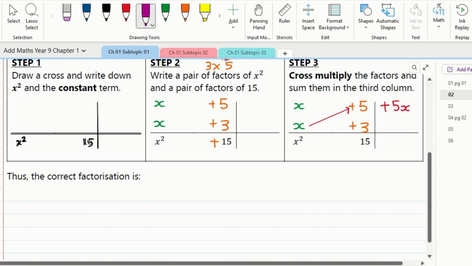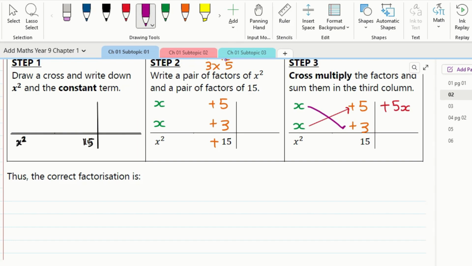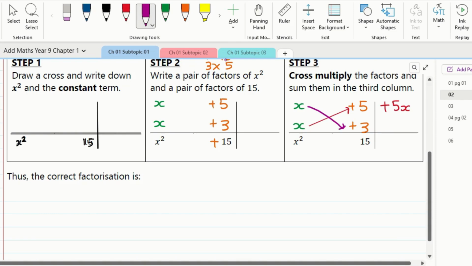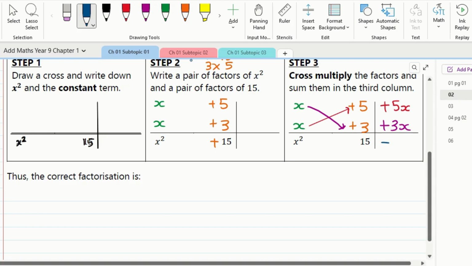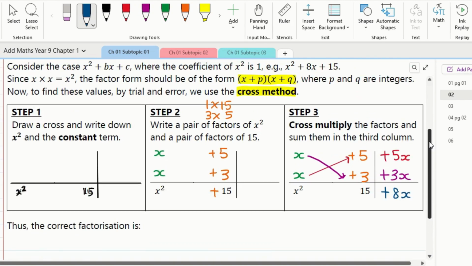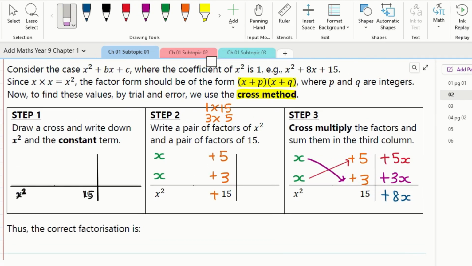And as for the second number, x times positive 3, you will get plus 3x. Now, what you are going to check over here is the result when you sum them in the third column. So in the third column, plus 5x plus 3x is going to be plus 8x. So when you have a look at your original expression, the 8x is actually here.